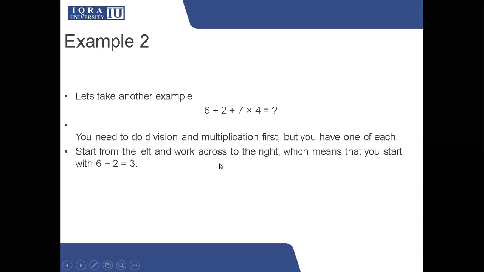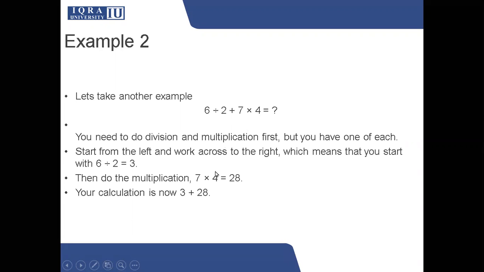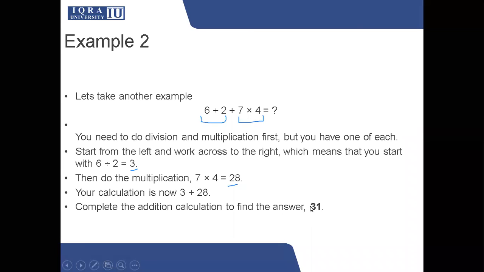And then you multiply 7 with the number 4. 7 times 4 is 28. Then you put this value of 3 right over here, and this value of 28 right over here. What you get is 3 plus 28. Calculate your answer and you get 31.